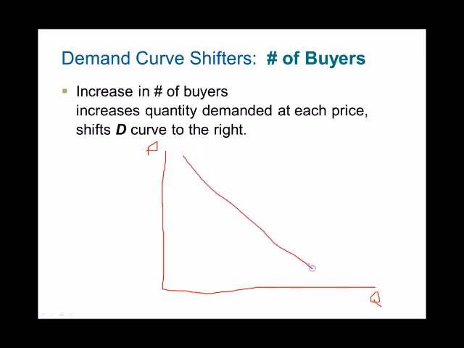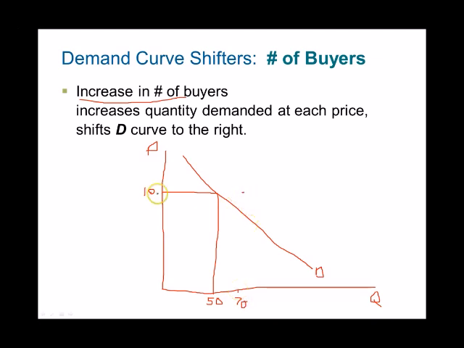If this is my demand curve, and if there's an increase in the number of buyers, then the demand curve is going to shift to the right, because at each price, there's going to be more people wanting to buy the product. So at a price of, let's say, 10, instead of 50 units being bought and sold, I will have maybe 70 units being bought and sold, or maybe just 70 units being bought at this moment.